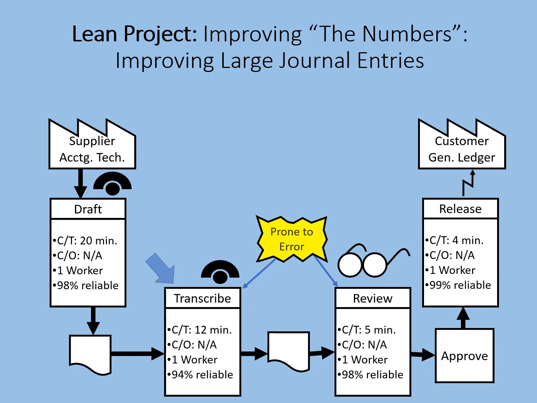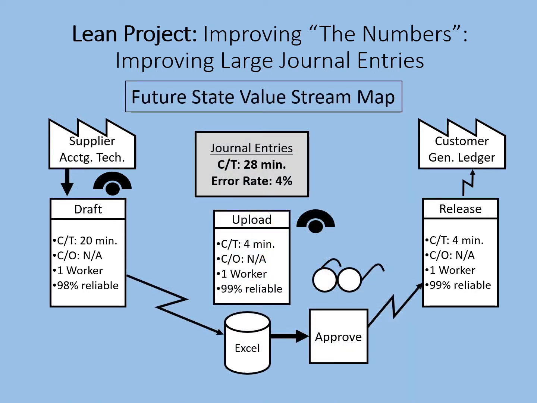One solution would be 100% inspection of all journal entries. This may reduce some errors, but this is a weak intervention and it would double cycle time for the step. So instead of the bookkeeper entering on paper, he plans to enter it on a spreadsheet template. Then instead of rekeying, the coordinator would upload the template, resulting in the future state value stream map shown here.